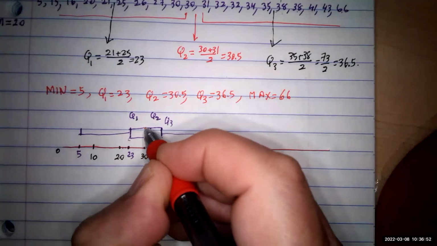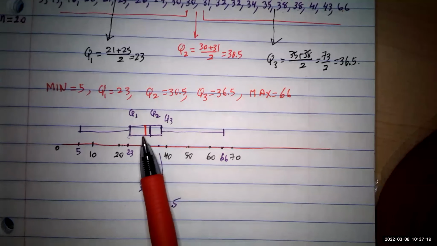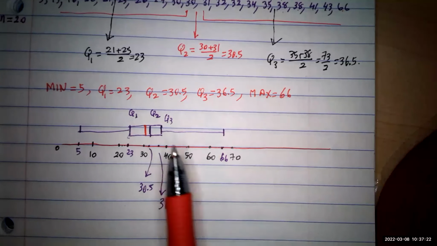So your center is to the right of the center of the box. This means your distribution is not symmetric. It's shifted to the right, or skewed to the right, which is negatively skewed. So just explain it like that.